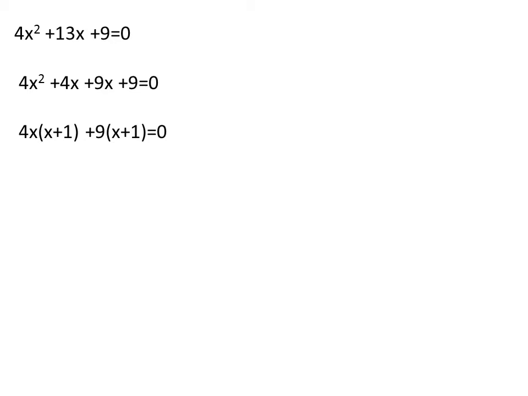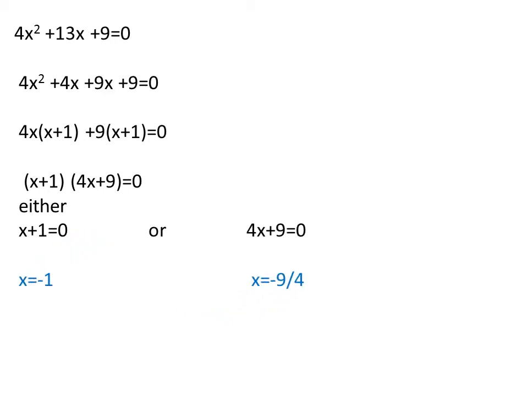From this whole equation we will take x plus 1 common and the remaining terms are 4x plus 9 equal to 0. Here are two possibilities, x plus 1 equal to 0 or 4x plus 9 equal to 0. When x plus 1 equal to 0, we get the value of x as minus 1, and when 4x plus 9 equal to 0, then it will give us the value of x as minus 9 by 4. In this way we get the two values of x which are minus 1 and minus 9 by 4.